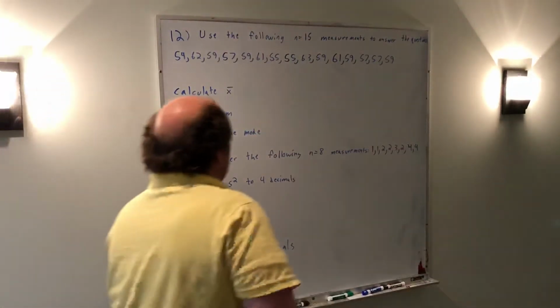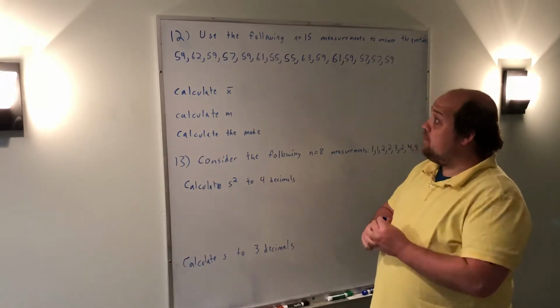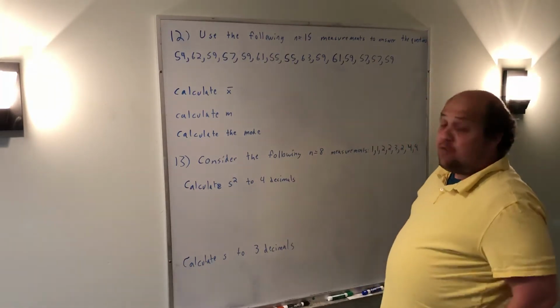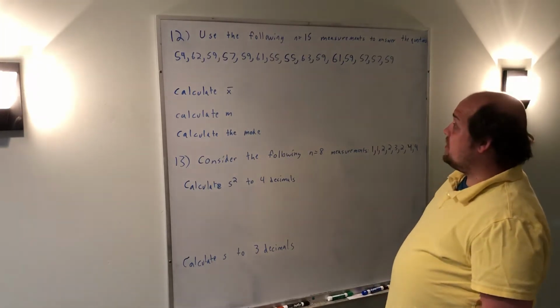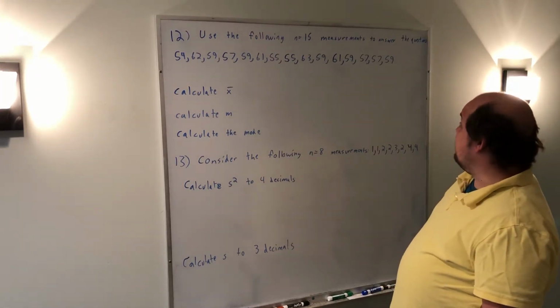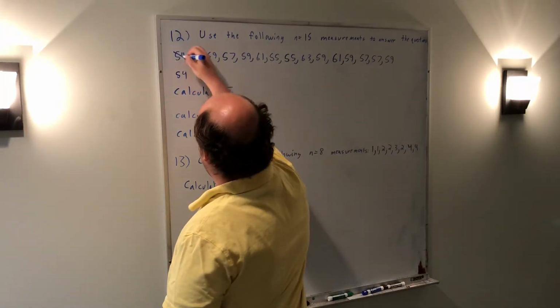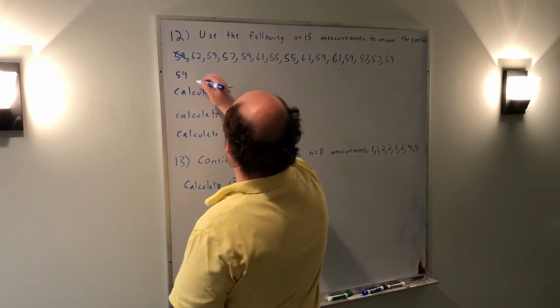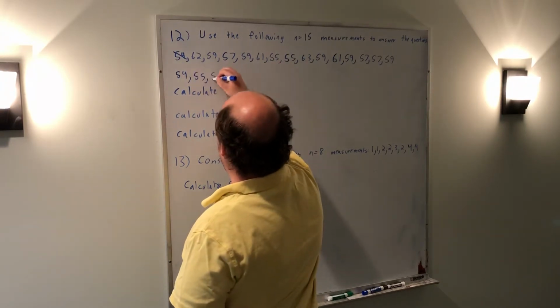In question 12, we're given 15 measurements that we need to find x bar, the median, and the mode for. Just like we did before, our first step is going to be writing them smallest to largest. As I look across my list, the smallest number that I see is 54. I'm going to start with 54. Next smallest number that I see is 55. I see two of them. 55, 55.